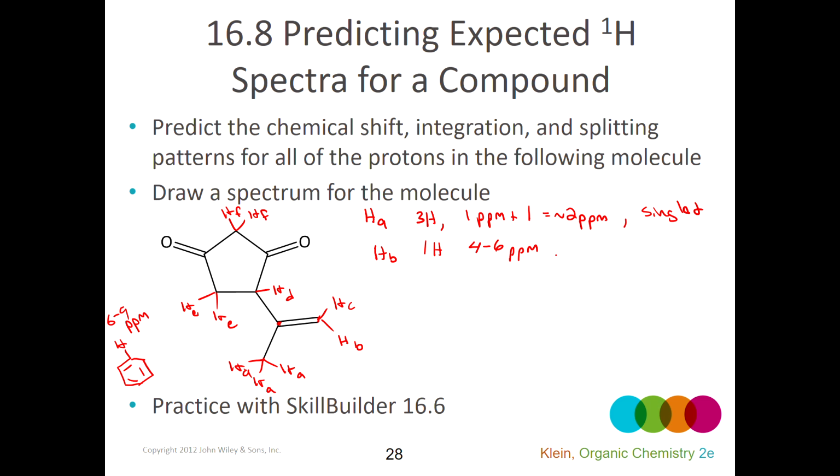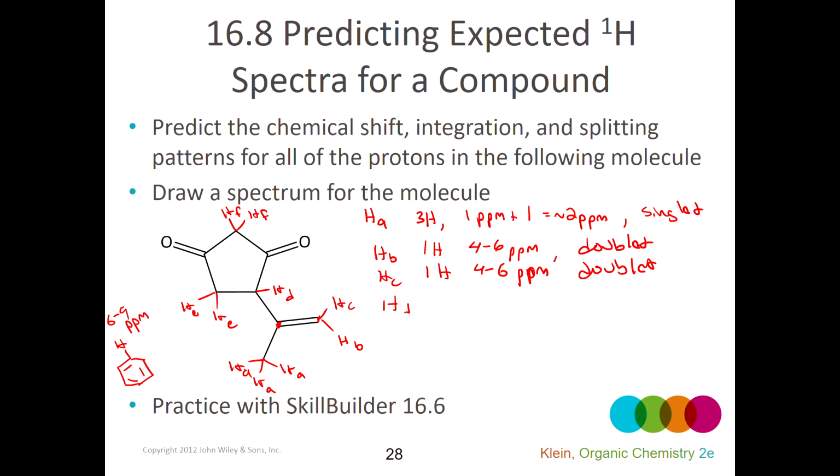Is B going to have a splitting pattern? Well, there's no hydrogens on the neighboring carbon here to split it, but since it's not equivalent to C, they would end up splitting one another, even though they're on the same carbon, because they're spatially non-equivalent, they don't have the same environment. So I'd expect B to be a doublet, and C, which would appear somewhere close by because they're both on the alkene, they would both be doublets because they're splitting one another, and they would have the same coupling constant.